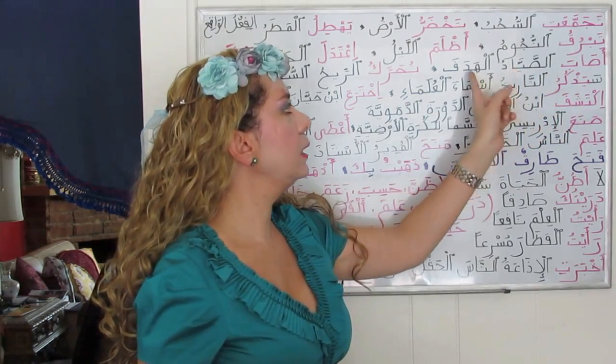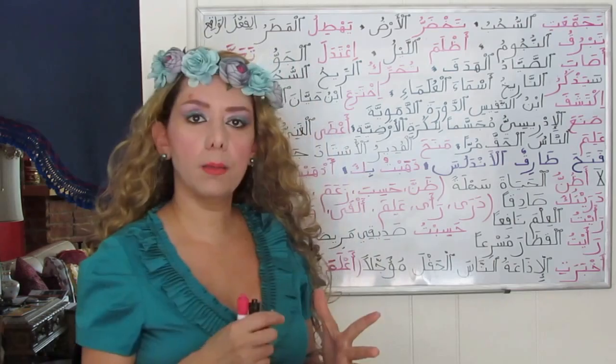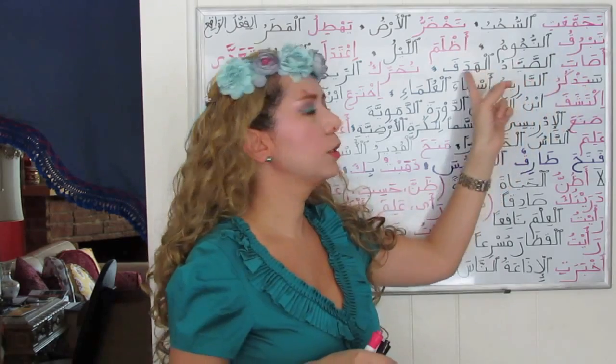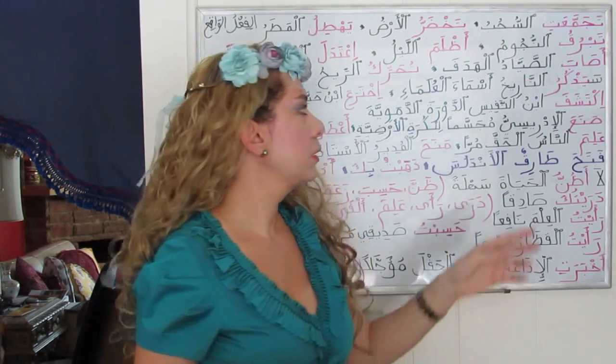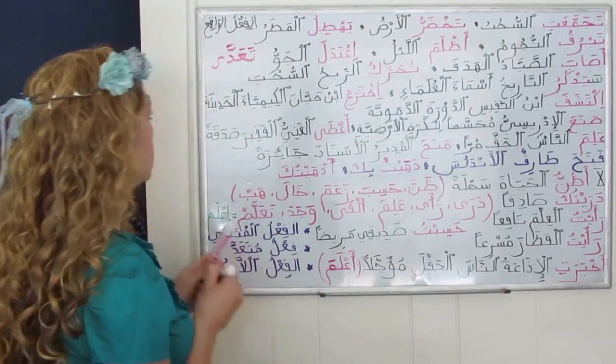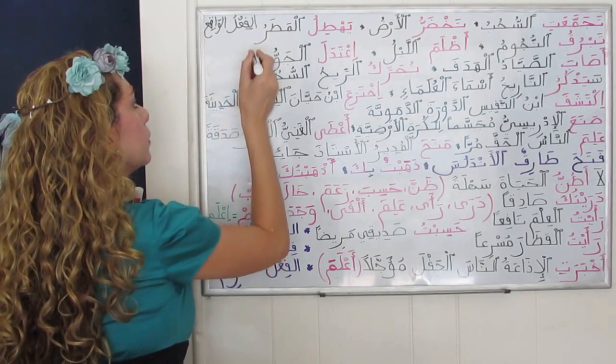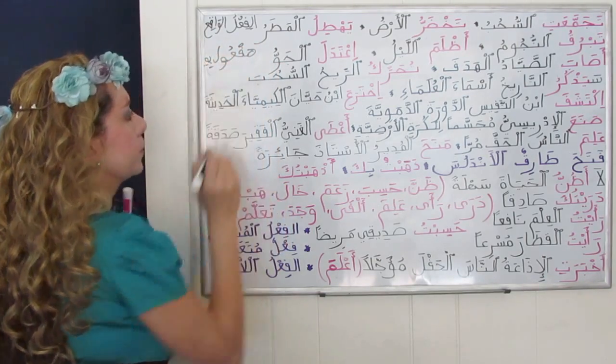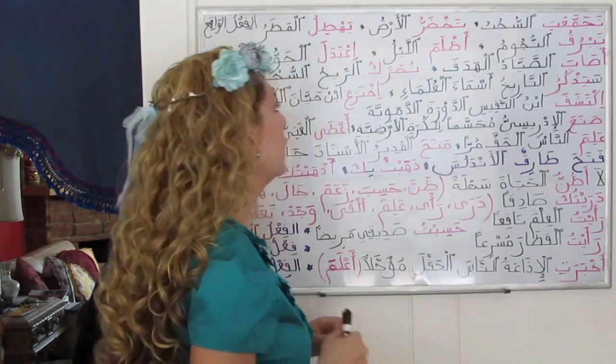Asaba as-sayyadu al-hadafa. Asaba, to hit. As-sayyadu, the hunter hit the target. So we have the verb asaba, as-sayyad, al-fa'il, the subject, and al-hadaf, maf'ul bih, the object. Here, asaba is form 4.